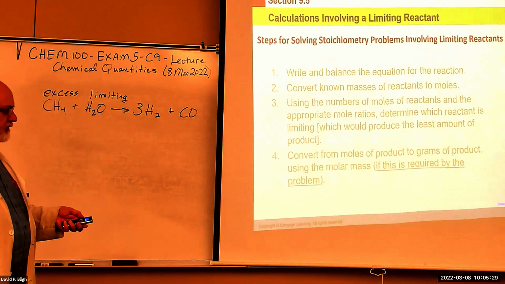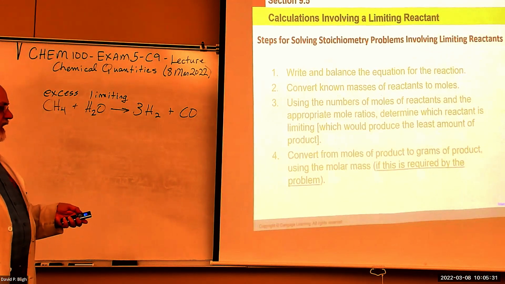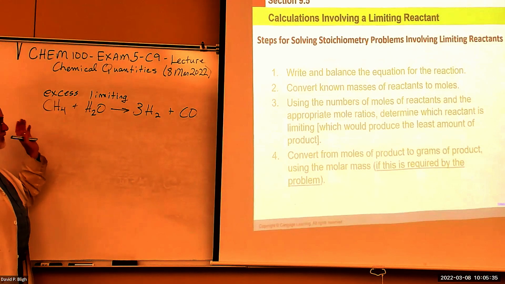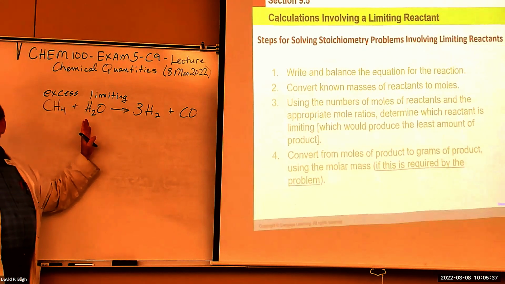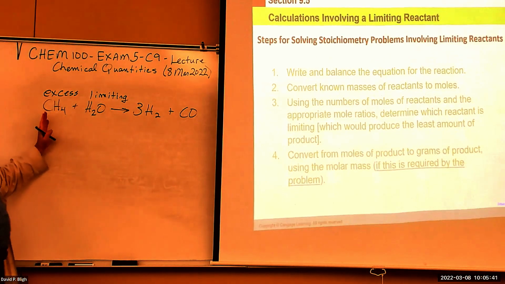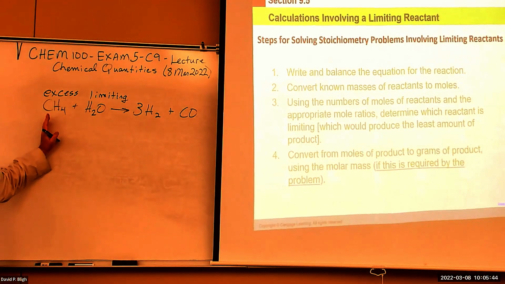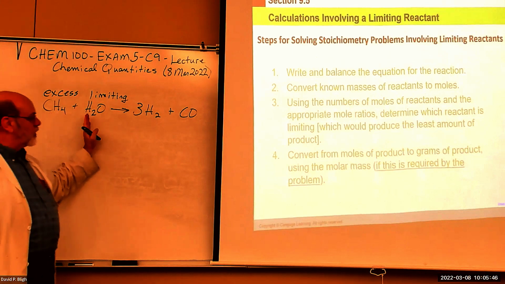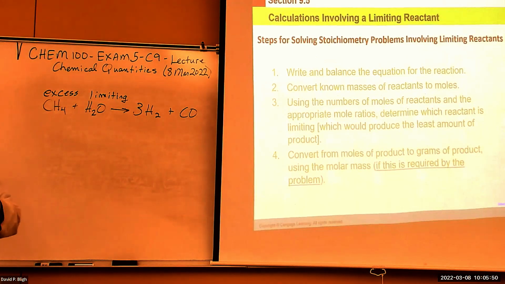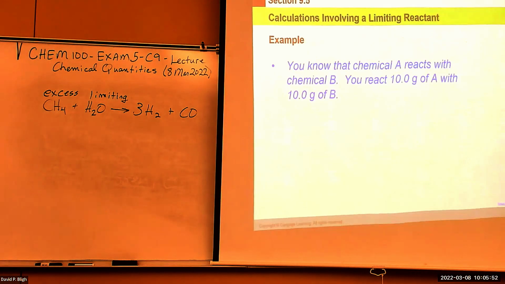I should have changed the slide for that anyway. And then once you find out which one's limiting, then you have to use the limiting one to determine the amount of products, because the excess is going to have leftovers. So the limiting one is the one that tells you how much of the products you can actually produce. All right, so let's do an example.